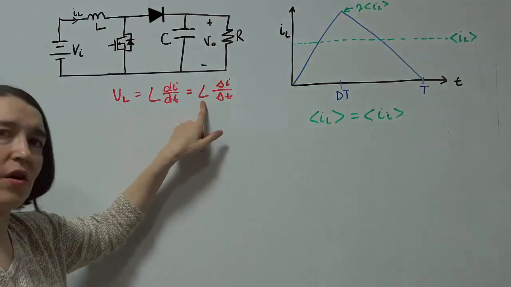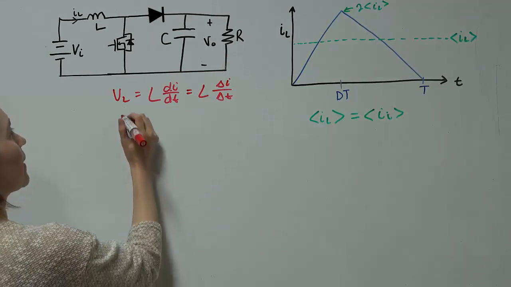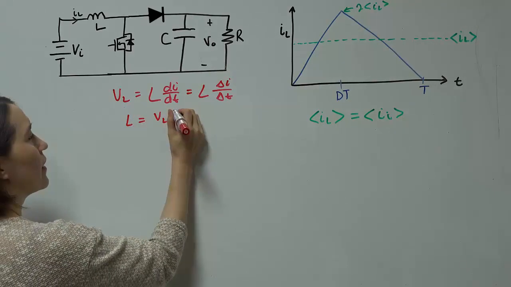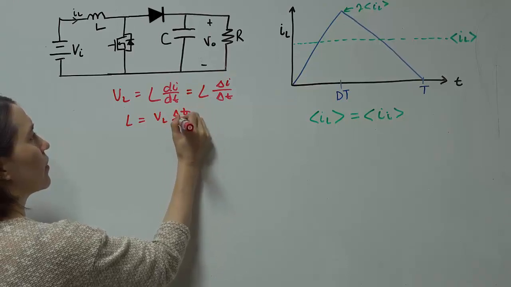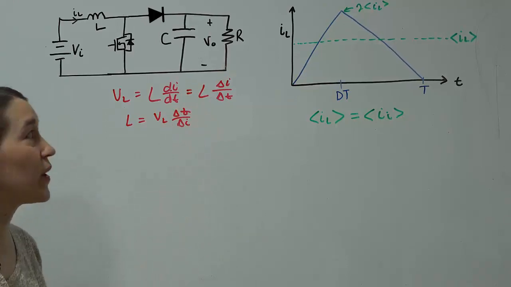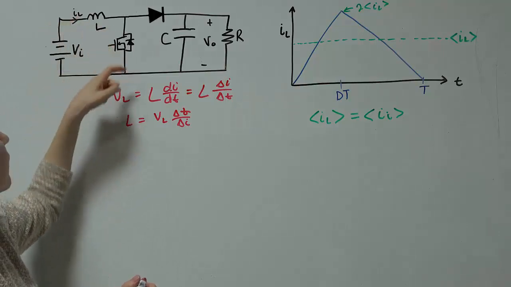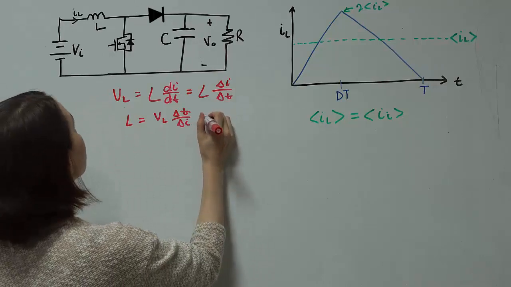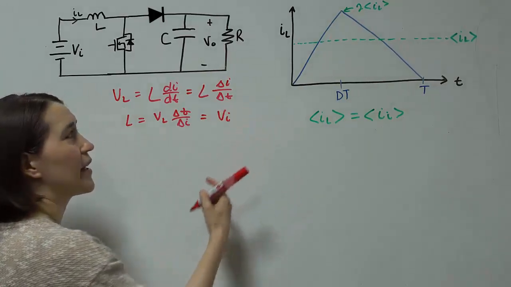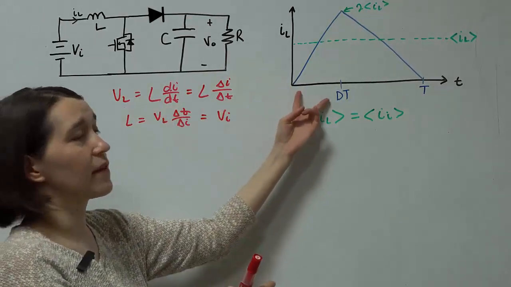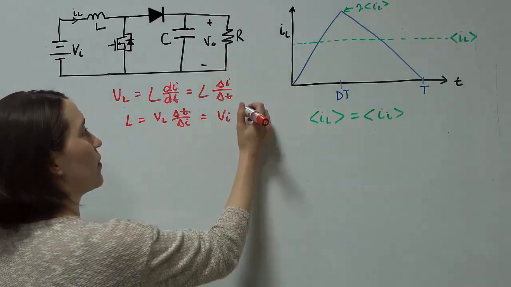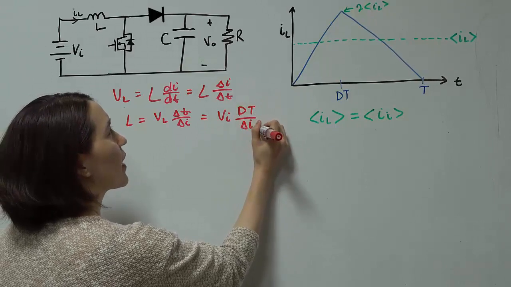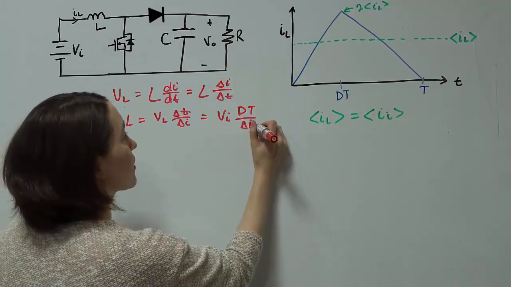Now we want to solve for L here. So let's rewrite that: L equals V_L delta t over delta I. So here's our general equation. During the switch on phase, we know that V_L is simply V in. The delta t is going to be this time period, so this is going to be dT. And then delta I is whatever our peak value is going to be, so it's going to be I peak.